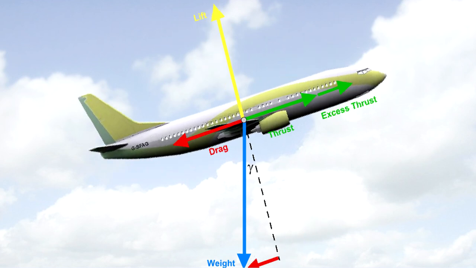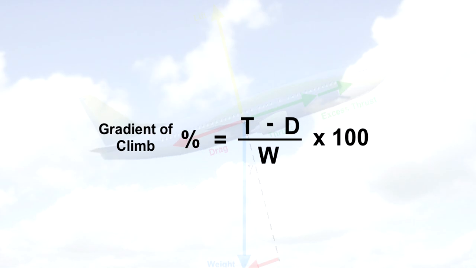In order to maintain speed, the climb angle will need to be reduced so that the weight apparent drag is less. Now you can see that the forces are once again balanced, but the climb angle is shallower. This effect can also be observed in the formula we use to calculate the gradient of climb. If the weight increases, then the excess thrust is divided by a larger number, and so the gradient of climb will be less steep.